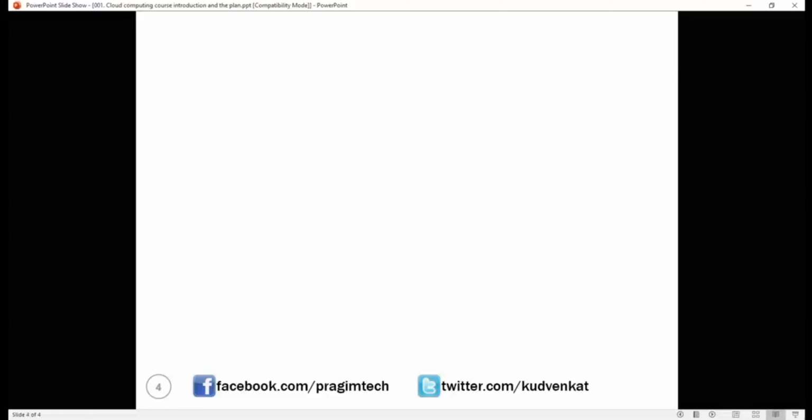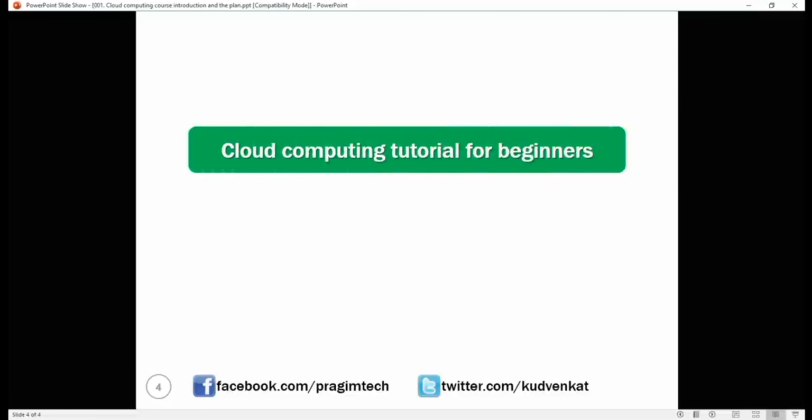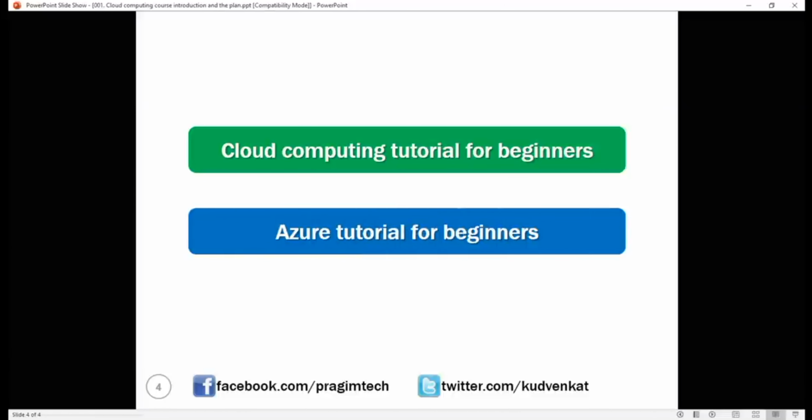Cloud computing is massive, so here is what we're going to do. We'll have two courses, Cloud Computing Tutorial for Beginners and Azure Tutorial for Beginners. In the market today, there are many cloud providers, that is, organizations that provide cloud computing services. For example, some of the main players are Microsoft, Amazon, Google, IBM, etc.